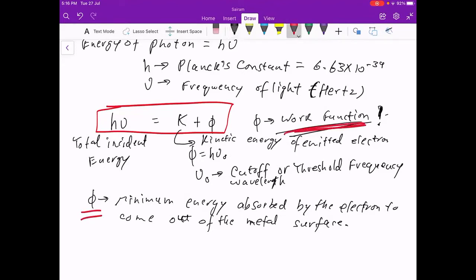That part is clear as much? Yes, sir. And then remaining energy, what will happen?